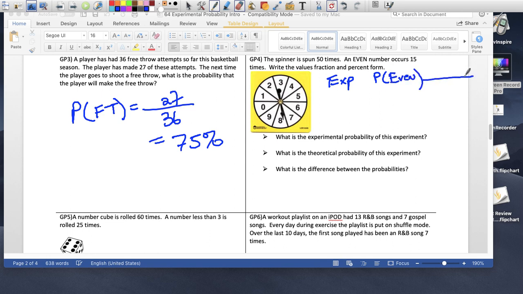So in our experiment, we did it 50 times. And how many times did we land on even? 15 times. So that's letter A. Letter B, what's the theoretical?